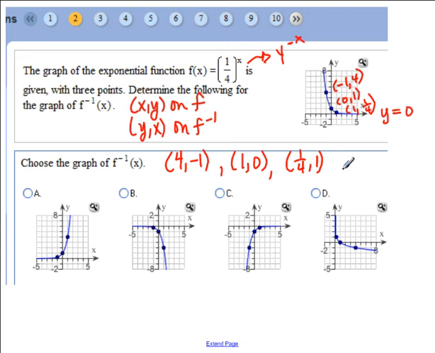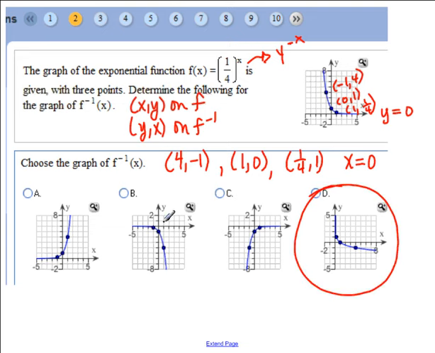So that would mean we need a vertical asymptote at x equals 0. So we're looking for a vertical asymptote at x equals 0. So that would not be the case. This would not be the case. This would not be the case, and do you understand why those are not? Because all of those actually cross that line, x equals 0, which cannot happen with a vertical asymptote. By process of elimination, it has to be D, but also confirm that the points 4, -1, 1, 0, and 1/4, 1 are there. So this would be your answer.